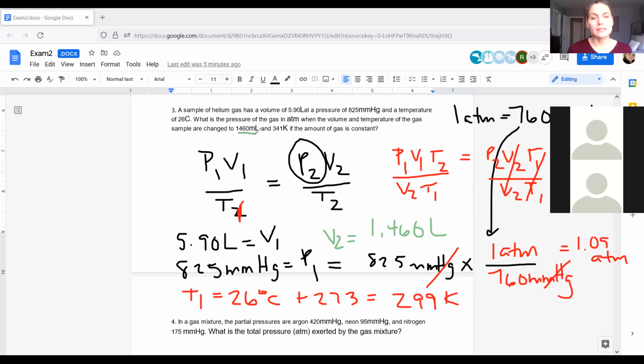So now you can go plug these numbers in. So now we know that our V1 is that 5.90. We know that we had 1.5 ATM. Our T1 was 299. And then we had our V2 now, which is the 1.460. And we had 341 K for our T2. If we go to plug these numbers in, what do we get for our P2? What do we get for our new pressure? What did someone end up getting when you total up all these numbers?